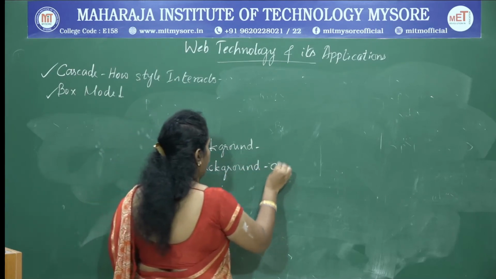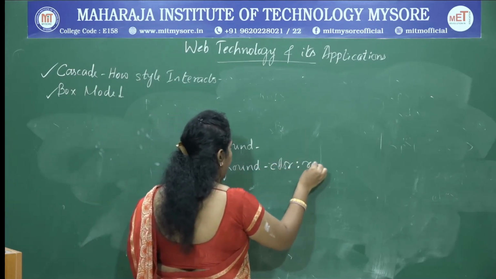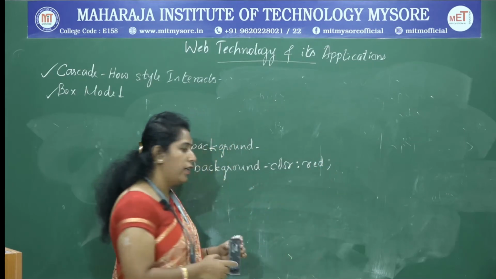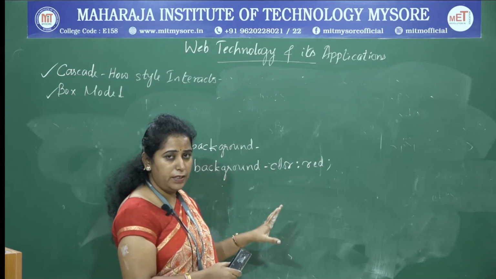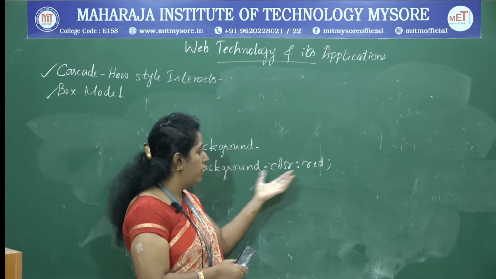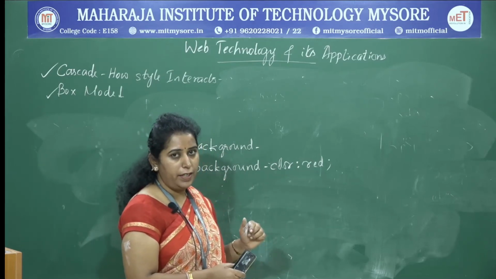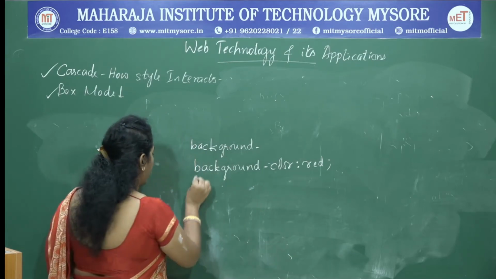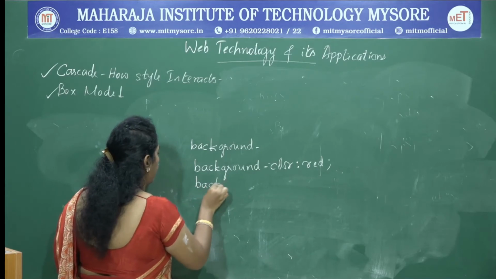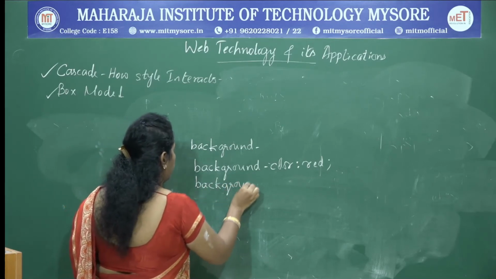So now background color, what happens? I can set red. Okay. Whatever content is present, the red color will be printed in its background. Red color background will be set. Okay. Next one is background image.